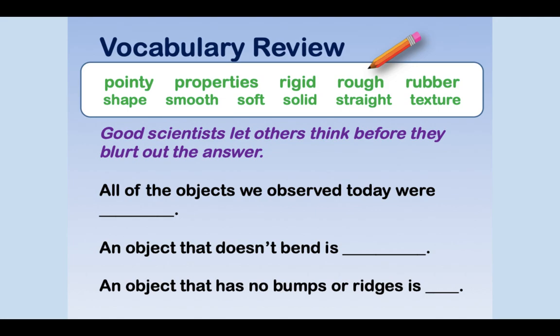All right, we have 3 more. All of the objects we observed today were... which word fills this sentence? An object that doesn't bend is... which of these green words completes this sentence? An object that has no bumps or ridges is... pointy, shape, properties, smooth, soft, rigid, solid, rough, straight, rubber, texture. Which word completes this sentence? Pause the video now so you can work on choosing the best word to complete each sentence.